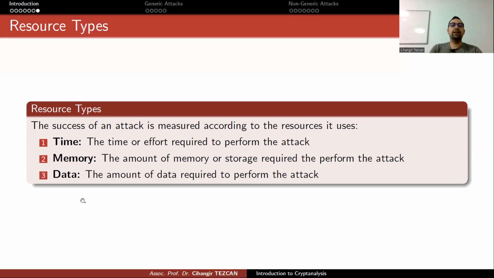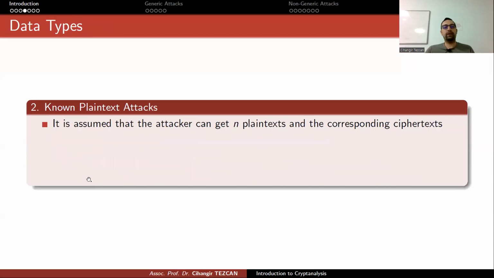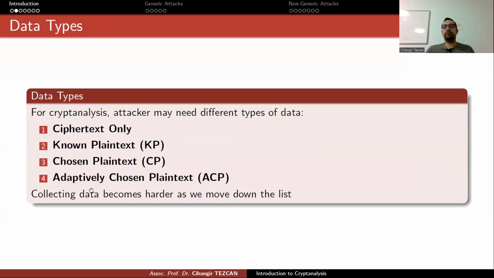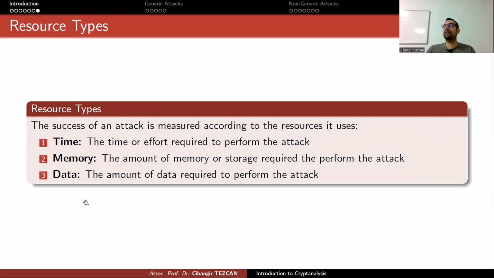So memory is different than data. The third one is data. This is the amount of data required to perform the attack. For instance, we talked in the previous slide about what kind of data we may need, right? Ciphertext only, known plaintext, chosen plaintext, and so on. But here we are interested in the amount of that data.